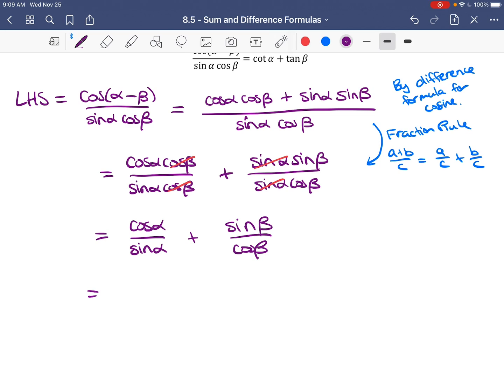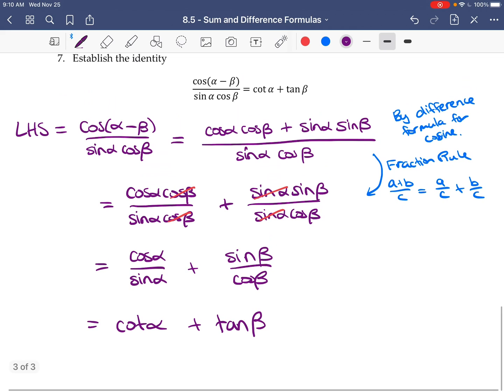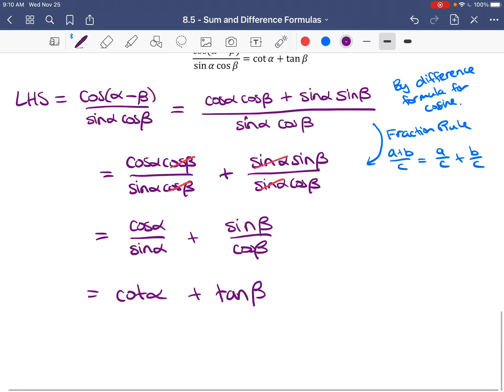Now notice that these are both alphas, so same angle, and I have cos over sine. So cos over sine is the same as cotangent, so this is going to be cotangent alpha. And over here I have, again, same angle, so this time it's beta, and it's sine over cos. So this is going to be tan beta. Now I look back up, and that is exactly the right-hand side. So I have, in fact, established this identity.